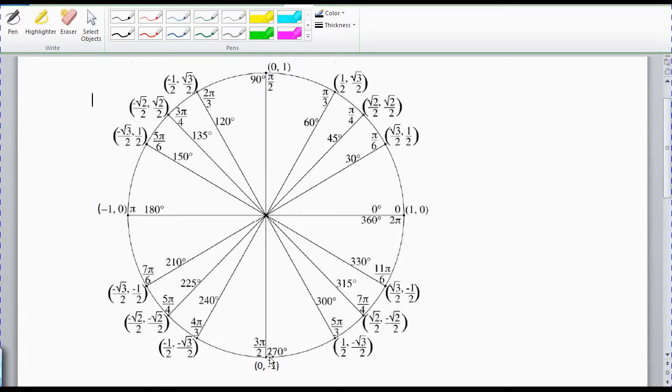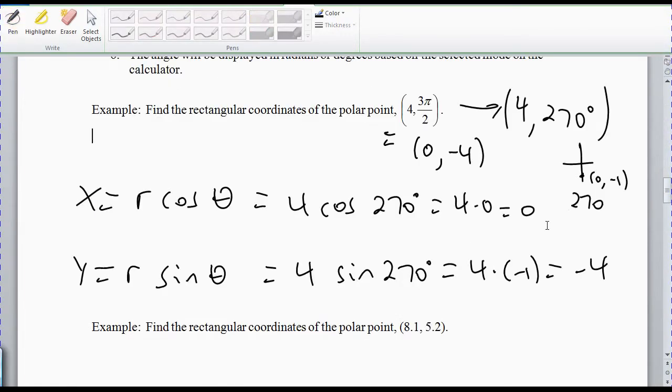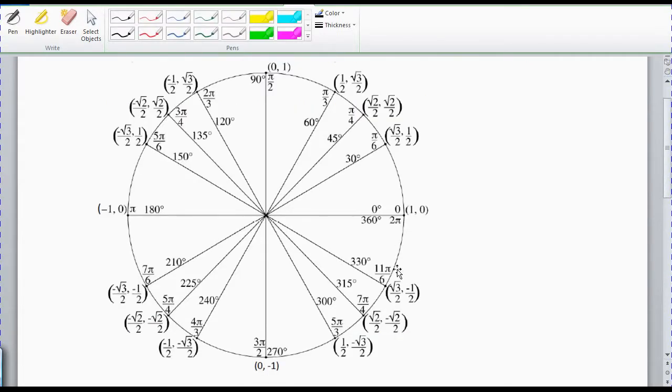Maybe in pi halves, there's 3 pi halves. Because a lot of times your answer, if you look at your unit circle, isn't going to be nice numbers. It's going to be radicals. So a lot of times it's going to ask for specific or exact answers in radical form. So be aware of that.